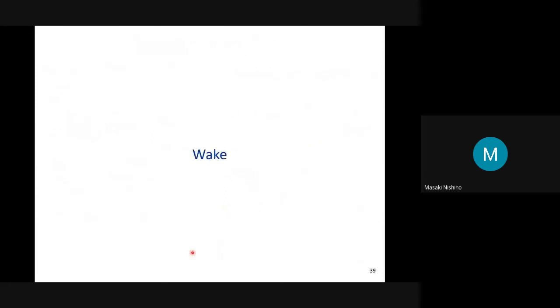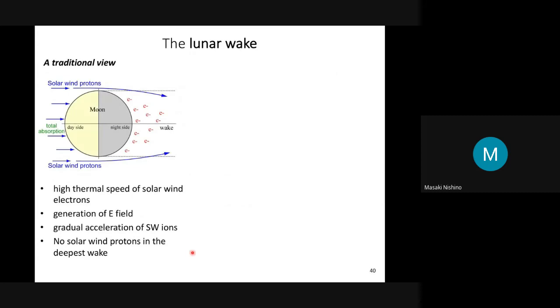If I have enough time, I would like to talk briefly about lunar wake observation. A traditional view is presented on the left side. The solar wind proton bulk speed is much faster than its thermal speed, so solar wind protons only gradually come into the night side.